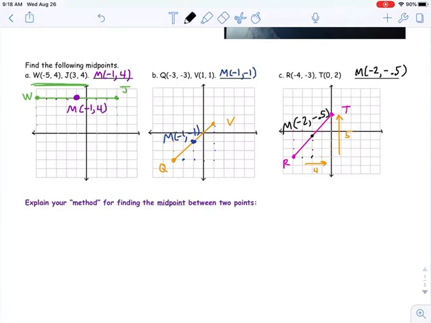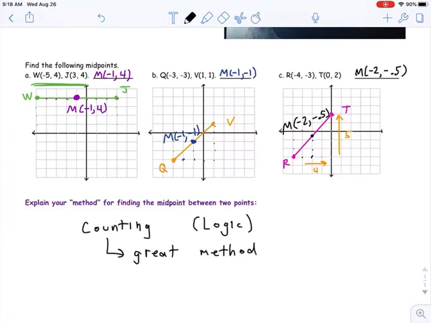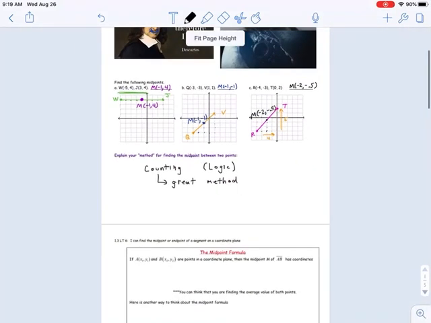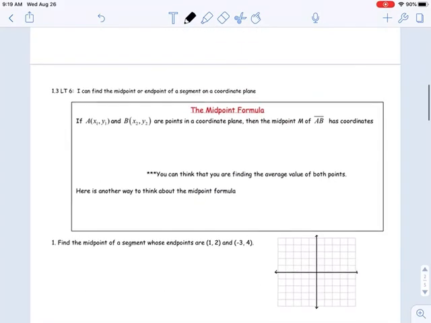All right. So explain your method for finding the midpoint between 2 points. Counting. And we had to use a little bit of logic. But counting, this is a great method. You're allowed to use this method. We're going to use it throughout the year. However, unfortunately, you'll probably be disappointed. It's not the foolproof method. We're actually going to have to learn a formula, and that's what we'll talk about right here in the next video. Stay tuned.